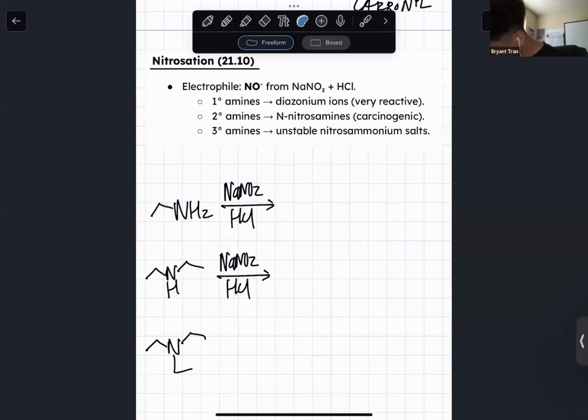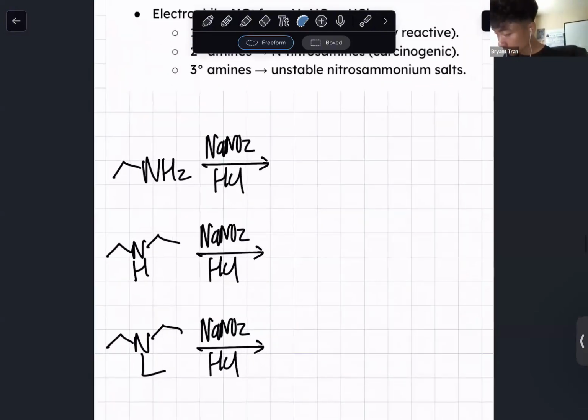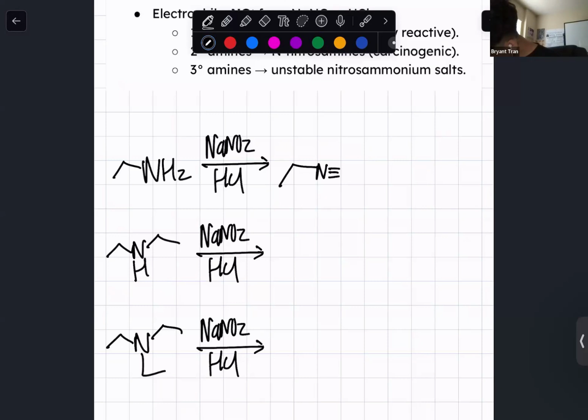NaNO2 and HCl for the secondary amine. NaNO2 and HCl for the tertiary amine. The primary amine is going to become a diazonium salt, right? So it's going to become this, or you might see it as this, N2Cl, right?